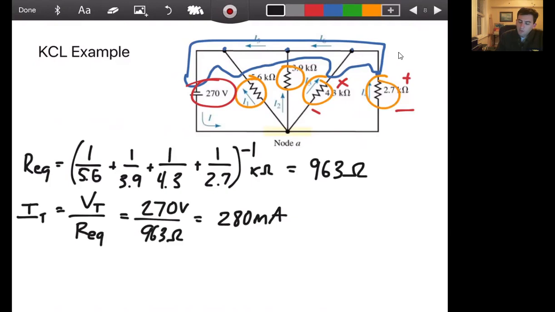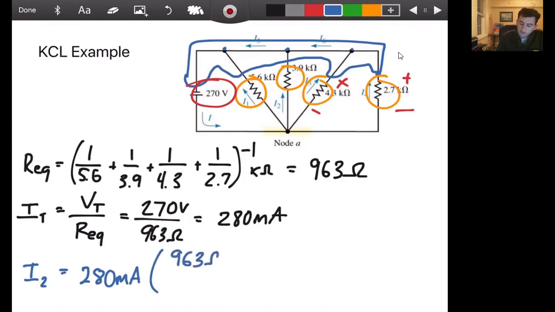If we were then going to solve for any one of these individual currents, say we wanted to find I2, using our Kirchhoff's current law, we would say that 280 milliamps is our total current times our total resistance, 963 ohms, divided by the resistance of the single component we care about. For I2, that's just the 3.9 kiloohm resistor. And we get 69.2 milliamps through current I2.